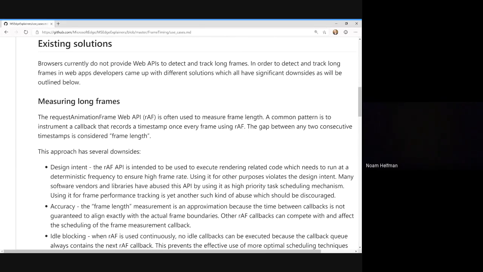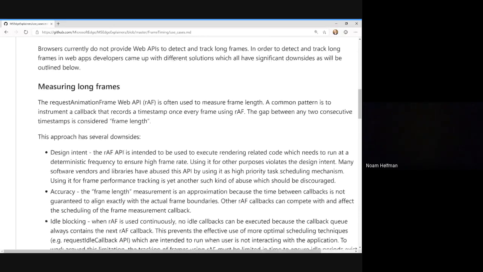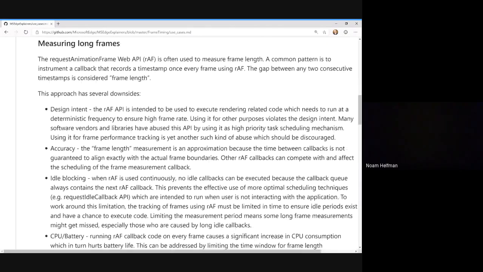So we don't feel that the RAF callback, at least from what we observed, is that accurate. And the main problem with that is how expensive it is and how much it actually affects the users. So we would like a way of measuring the long frames without using RAFs, and that would be the ideal solution.